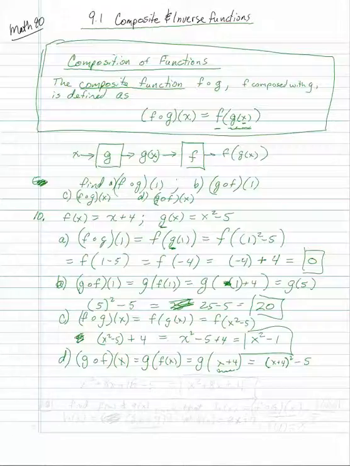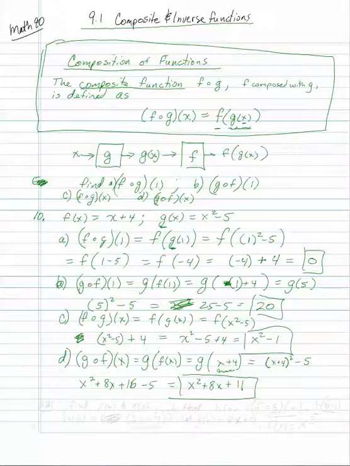Now, do some algebra to simplify that. x plus 4 times x plus 4. Hopefully by now you got this down. x squared plus 8x plus 16, which is x squared plus 8x plus 11.